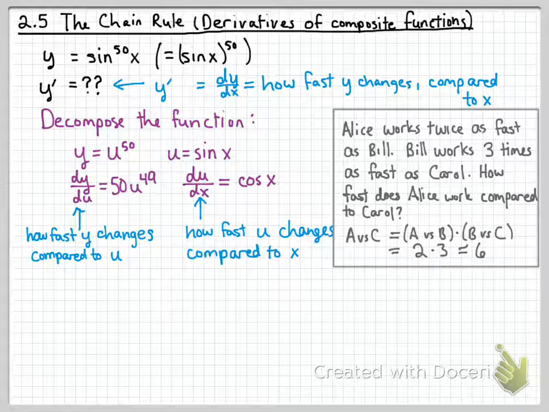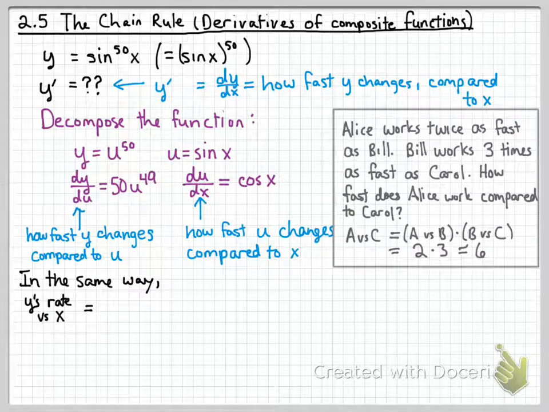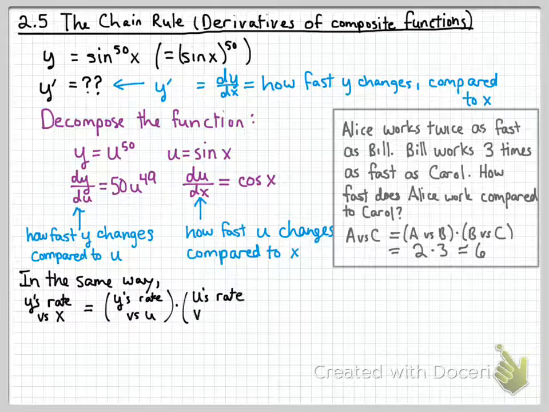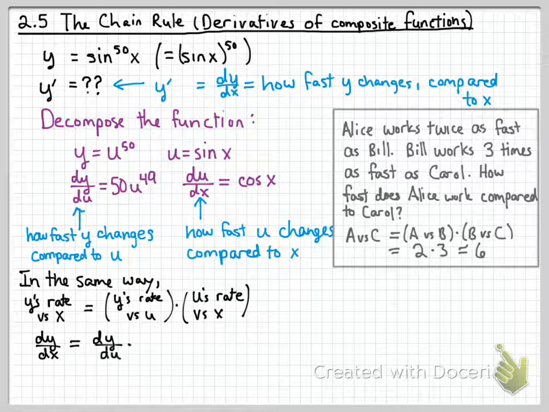Okay, so that means if I want to measure rates compared to different people or different variables or whatever, I need to multiply in some way. So let's look at it back to the original problem. If I want to think about how fast y changes compared to x, I can do that by multiplying how fast y changes compared to u times how fast u changes compared to x. In derivative terms, that's dy/dx equals dy/du times du/dx.